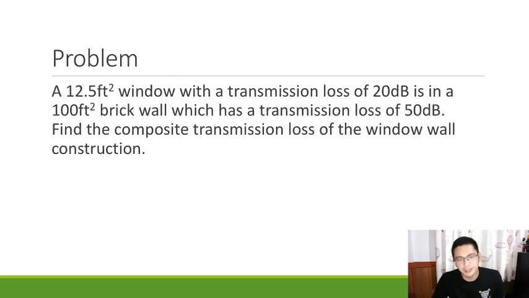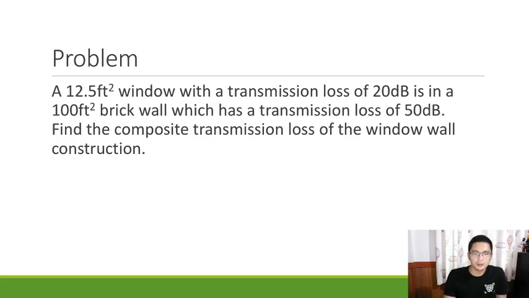Ito, para mas madali maintindihan, solve tayong problem. So, a 12.5 feet squared window daw with a transmission loss of 20 dB is in a 100 square feet brick wall which has a transmission loss of 50 dB. So, find the composite transmission loss of the window wall construction.